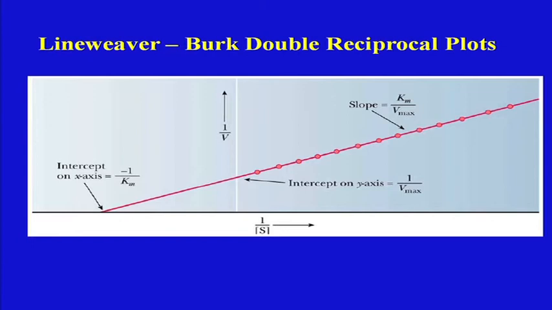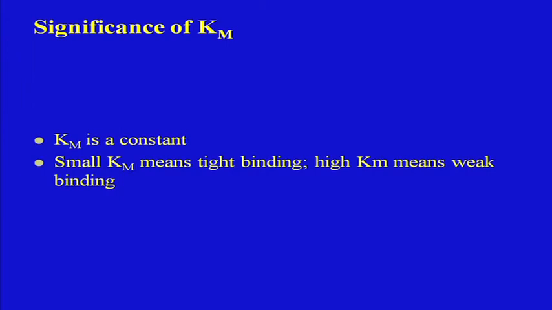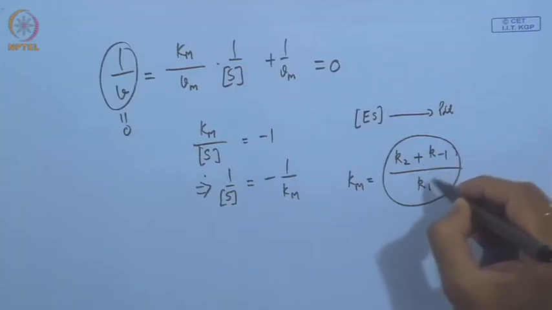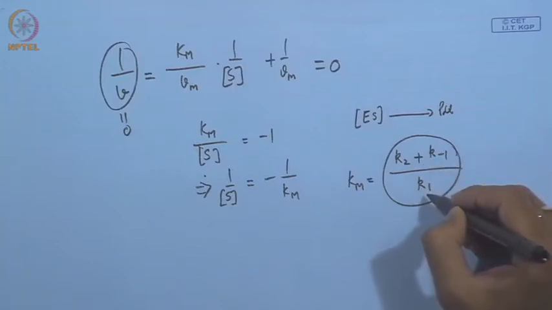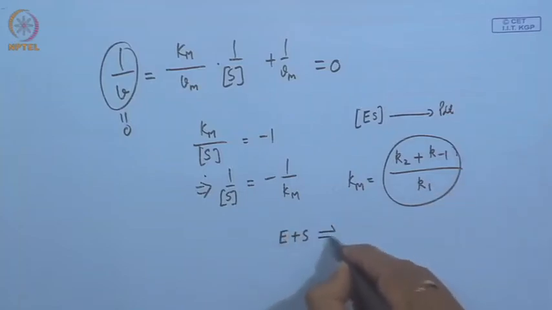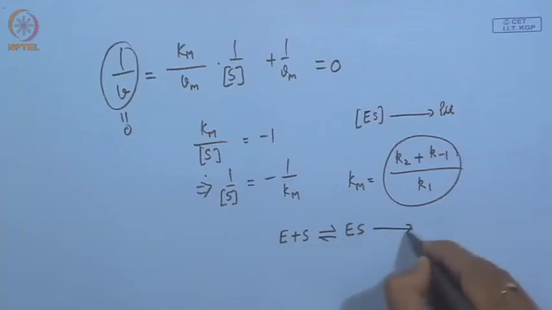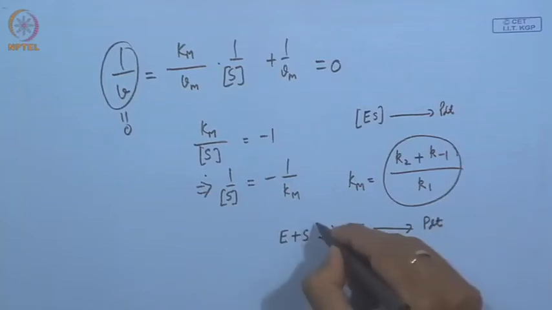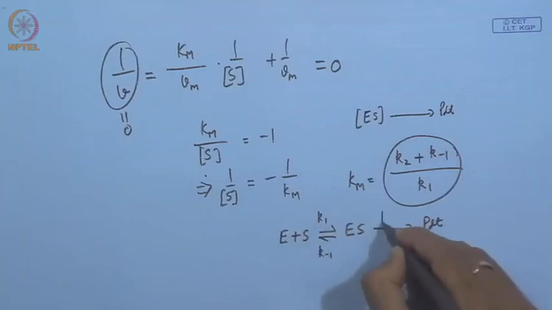So, let us go back to the next slide. What is the significance of small Km? There must be significance. Now, recall this expression: Km is equal to (K2 plus K minus 1) by K1. This step, enzyme plus substrate giving rise to enzyme substrate giving rise to product, with K1, K minus 1, K2. Okay.